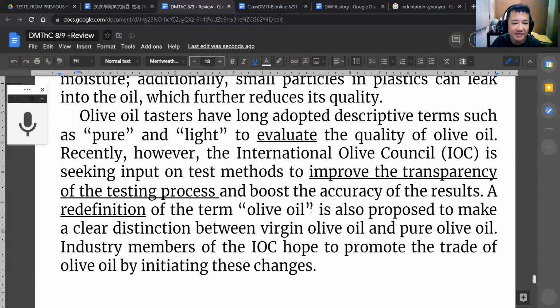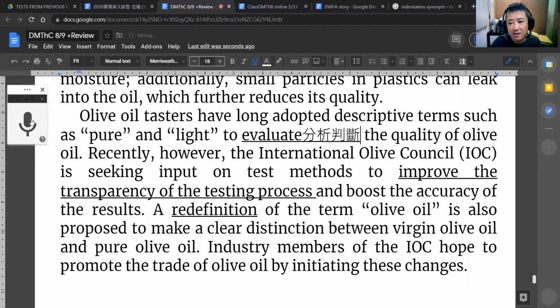Okay. All right. So olive oil tasters have long adopted descriptive terms such as pure and light to 分析 evaluate the quality of the olive oil. All right, so to evaluate is to 判断, huh, right? 分析判断 the quality of olive oil. So that's very vague, right? Very kind of like 模糊, pure and light, who knows?